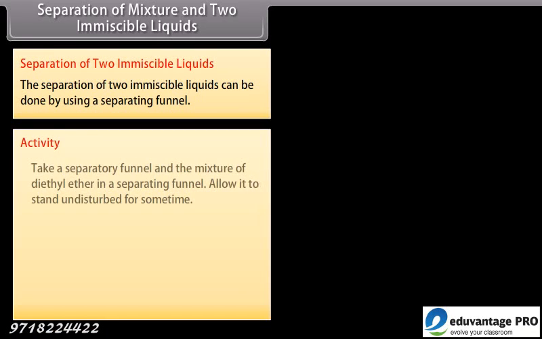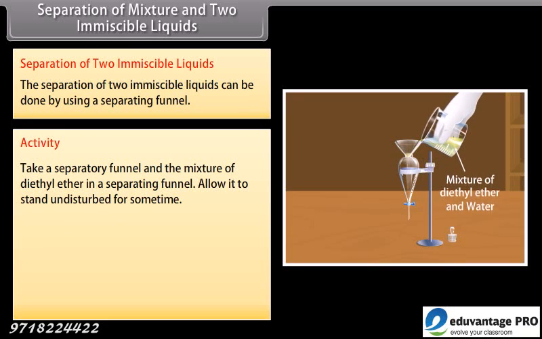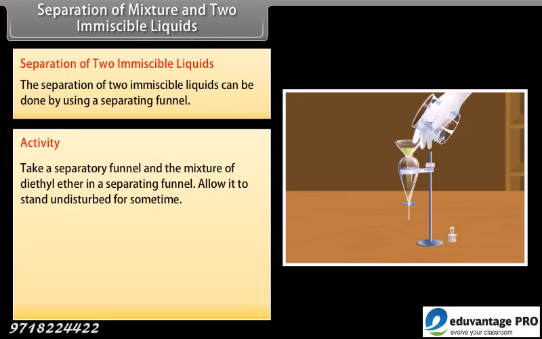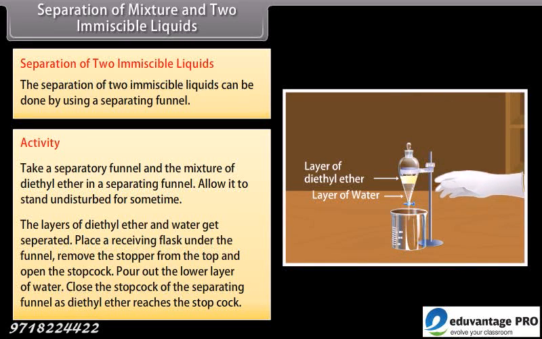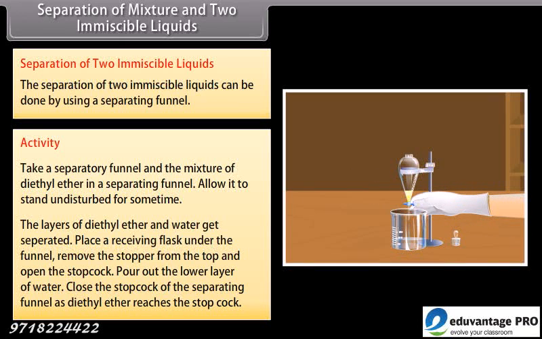Activity. Take a separatory funnel and the mixture of diethyl ether and water in the separating funnel. Allow it to stand undisturbed for some time. The layers of diethyl ether and water get separated. Place a receiving flask under the funnel, remove the stopper from the top and open the stopcock. Pour out the lower layer of water. Close the stopcock of the separating funnel as diethyl ether reaches the stopcock.